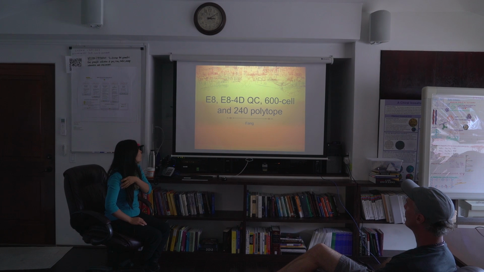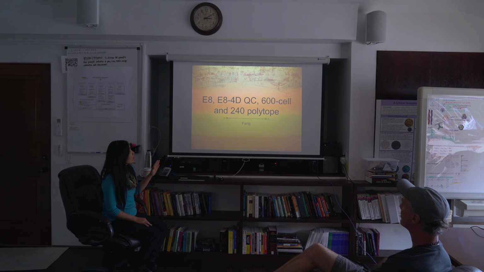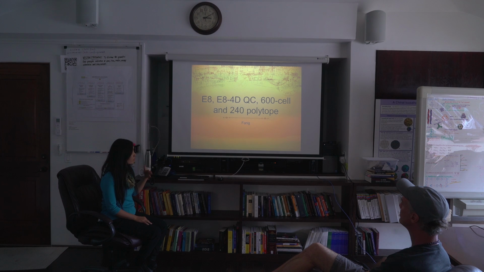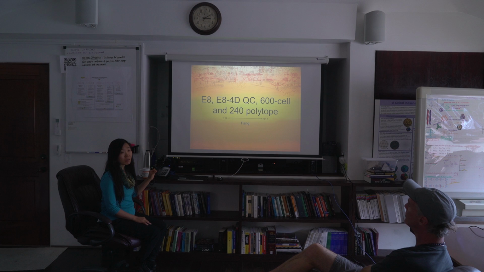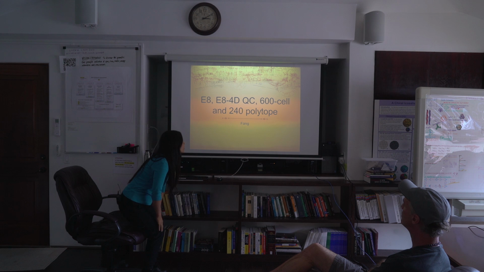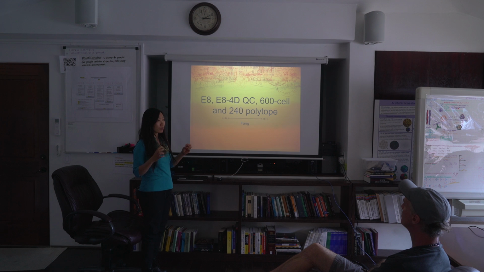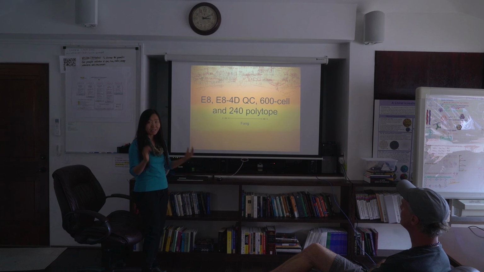So today I wanted to talk about E8 and how to go from E8 to the E8-240 quasicrystal, which is called the Elser-Sloane quasicrystal. And then I will talk about the 600 cell and the 200 polytope, which are two important polytopes for us. I tried to squeeze the material into this one lecture. Hopefully it will be fun.